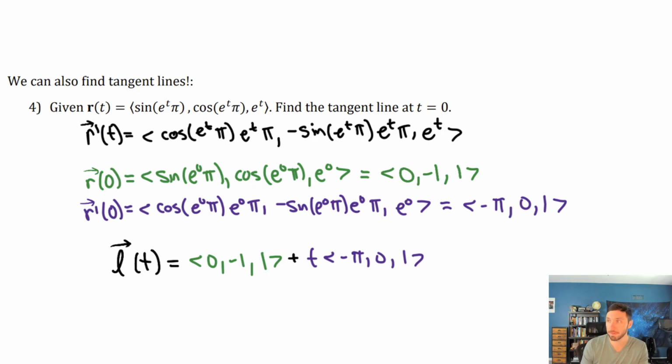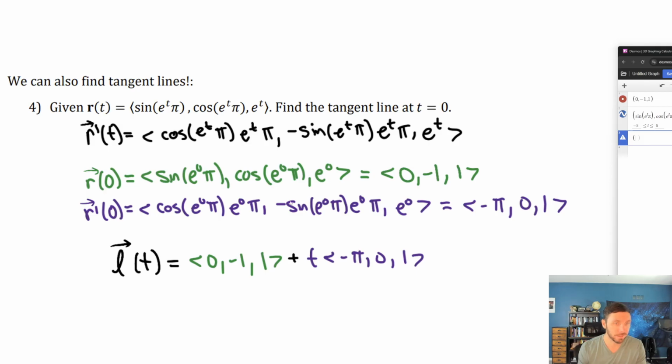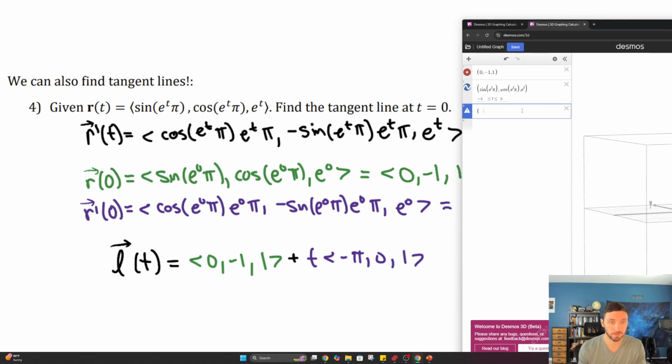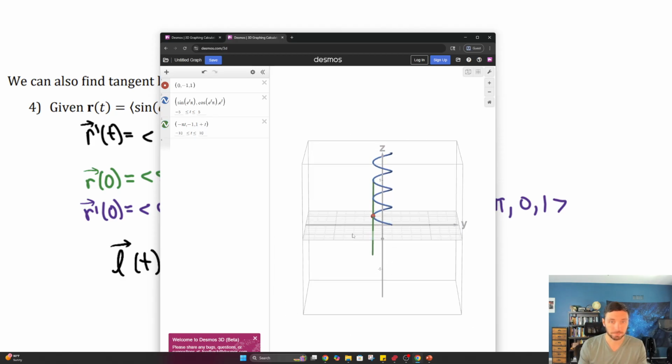Then if I slap them all together, I took the point that exists on my curve at time 0, and then I took the direction vector, which I found by plugging in 0 into the tangent vector. I would get the following: negative pi t, comma, negative 1, plus 0 t, so no slope on that one, comma, 1 plus t. All right, here it is. You would end up getting the tangent line there. Okay, cool.